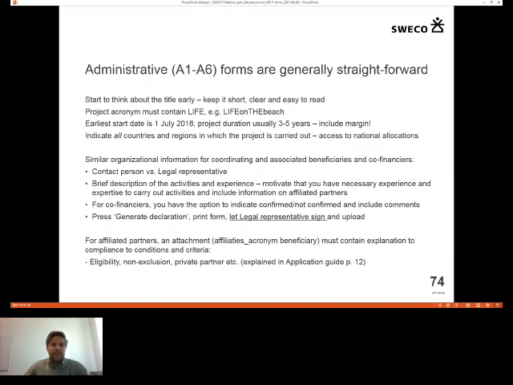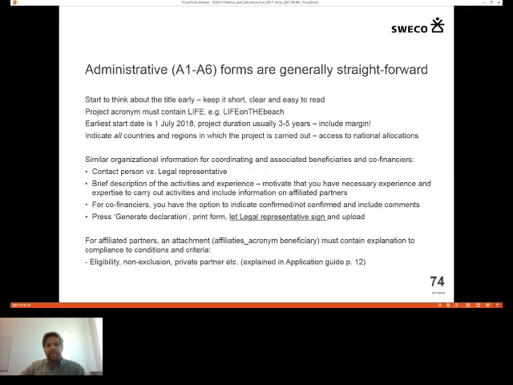Well, then for coordinating and associated beneficiaries and co-financiers, for obvious reasons, you need to indicate very similar information. Make sure that you have an available contact person. It could be someone who works quite far down in your hierarchy, whereas the legal representative is the CEO or the person authorized to sign papers, basically. And it's important that it is actually this person that is indicated under legal representative.